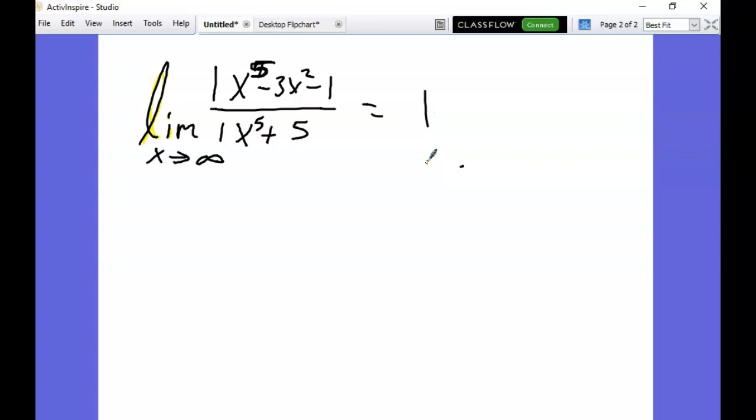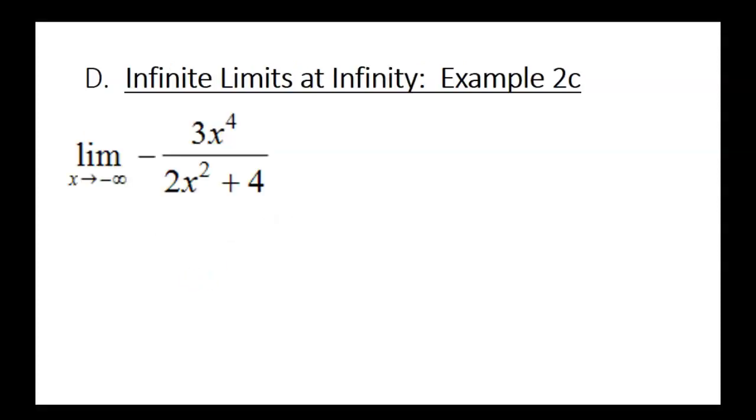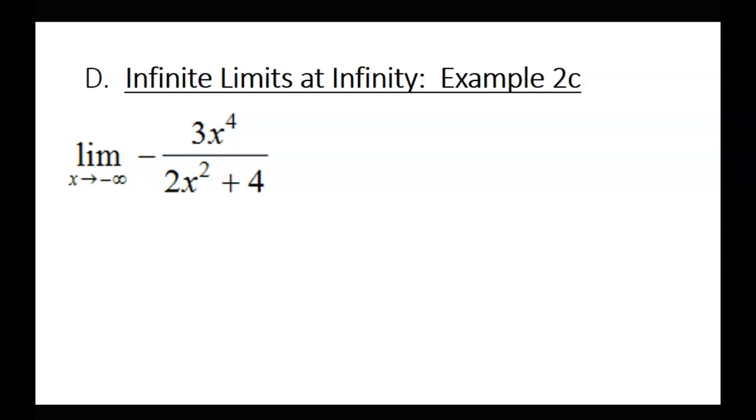Okay, now the next one is a little bit confusing. So this one's not quite as easy. There's still a shortcut. I'll share it with you, but it's a little bit trickier. Go ahead and write down this one. Division trick together here. Ready? So now, what am I going to divide by this time? X squared. Always the biggest power in the bottom.